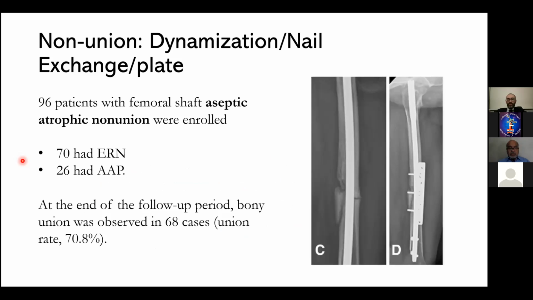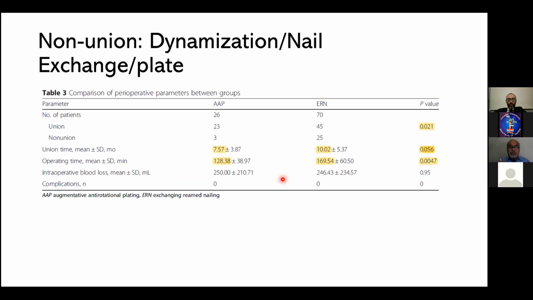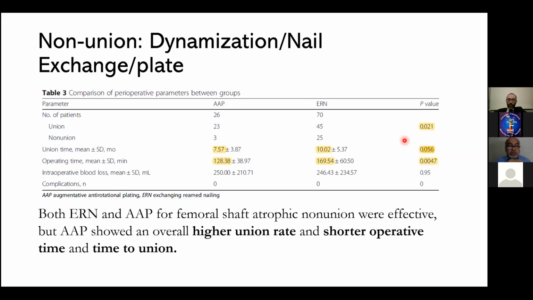What was the outcome? Let's look at this table. We can see that the union time is shorter with the augmentation plate, and that was statistically significant. Operative time was shorter, also significant, and the percentage of people who united was again better. So in conclusion, augmentation plate fixation provides a higher union rate, shorter operative time, and a better chance to unite in the first place. So again, take a step backward: if you would like to attack a non-union, would you just go for nail exchange or do augmentation plating? One crucial thing about thinking in this area is that you look at the X-ray and you see the fracture space between the two fracture ends not united, and then you think that it's empty space.